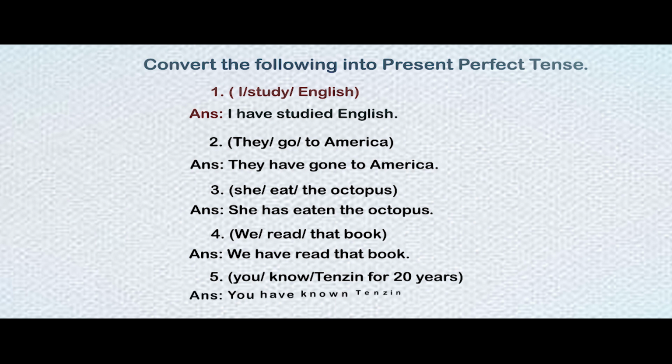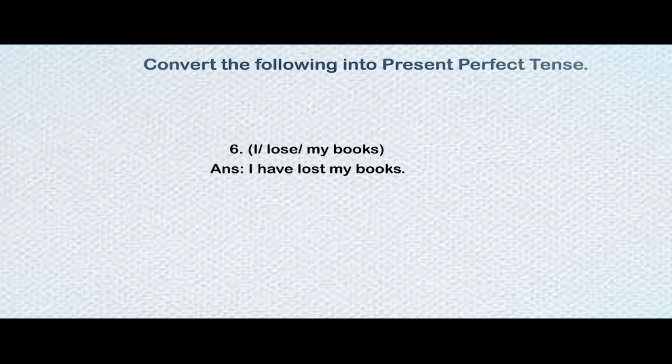So we have here converted it into present perfect tense. "You have known Tenzin for 20 years." Number 6, "I lose my books." Can you think of how we can put this into present perfect tense? Remember the rule: subject plus have or has plus the past participle form of the verb. When we apply this rule, we have "I have lost my books" as an example of present perfect tense.